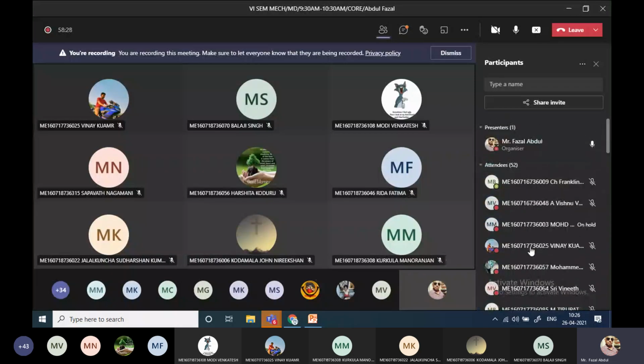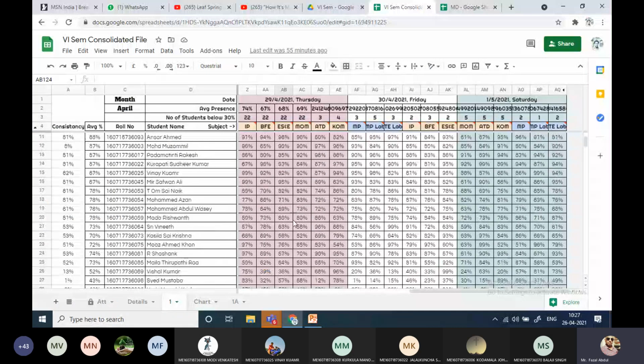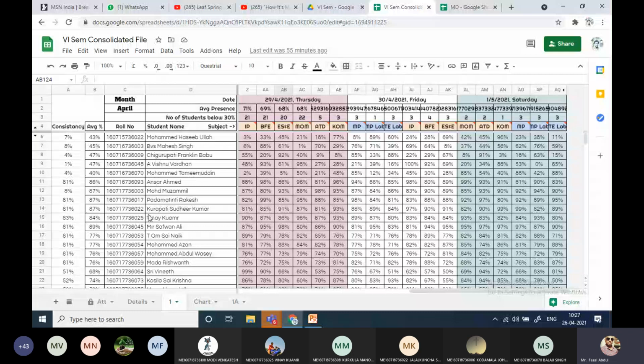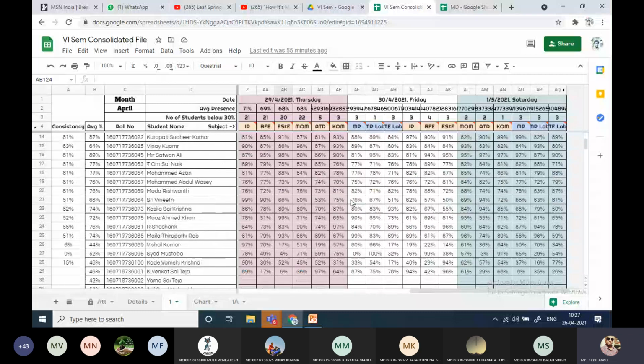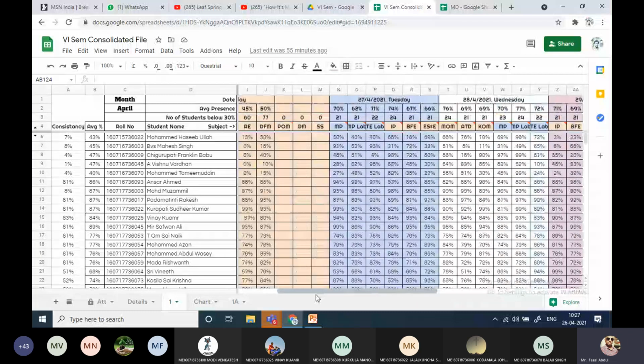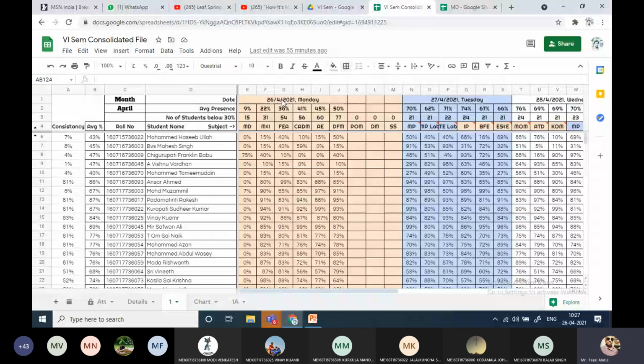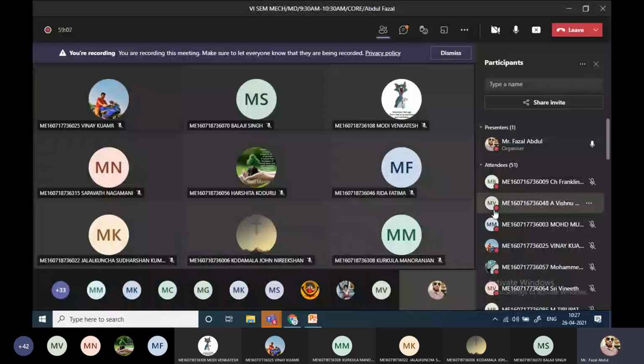So what is the strength now? 52. See here, again I am repeating, daily we are consolidating your attendance. I think it is appearing on screen. Today we are again taking new attendance. We are noting down every person's attendance in percentage, how many classes he attends on a particular day. Whether he is attending all the subjects today or not, we are calculating. Don't think nobody will see if you do not attend the class.